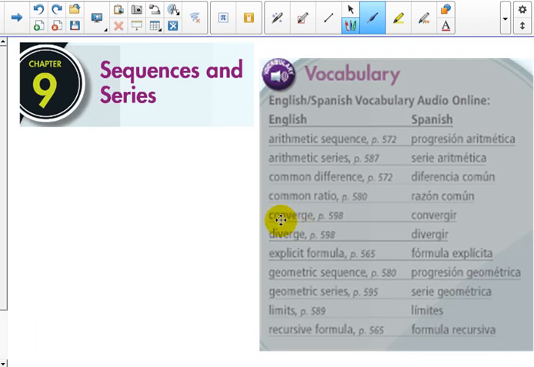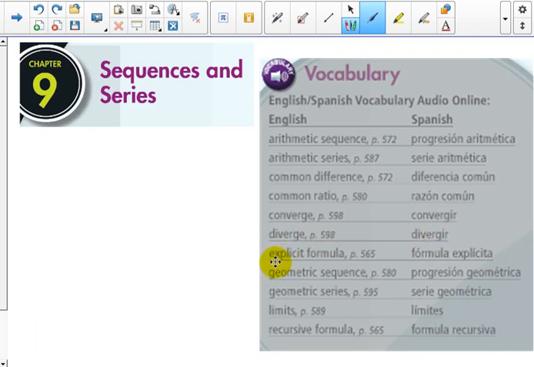Converge and converge. Here the G is an H, right? So convergir. It's a J. J, convergir. The G sounds like H, right? Yeah, like here. Convergir. Okay, so say convergir. And the next word is diverge. And then divergir.